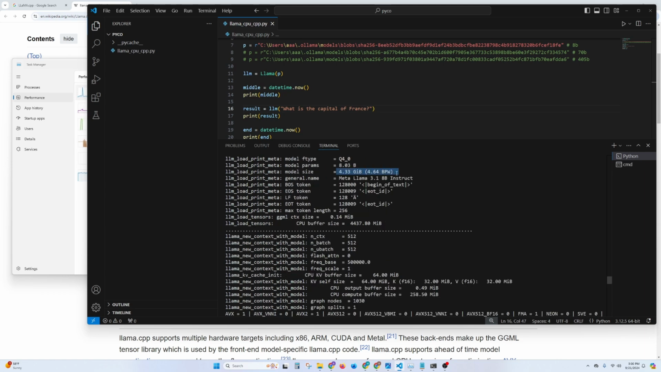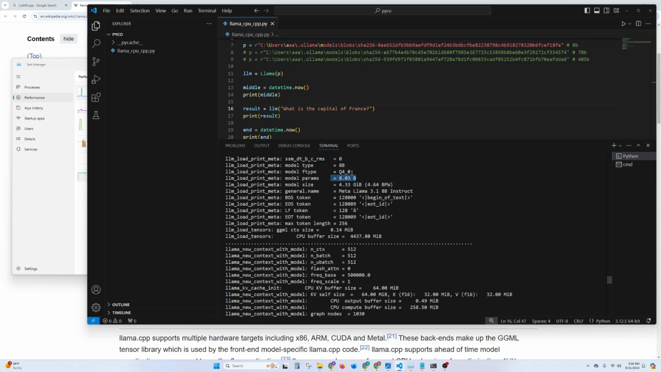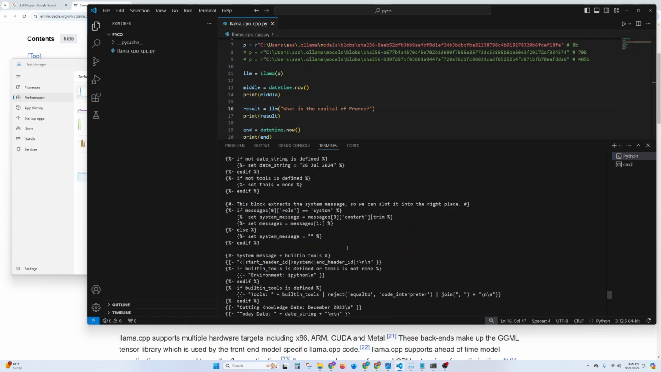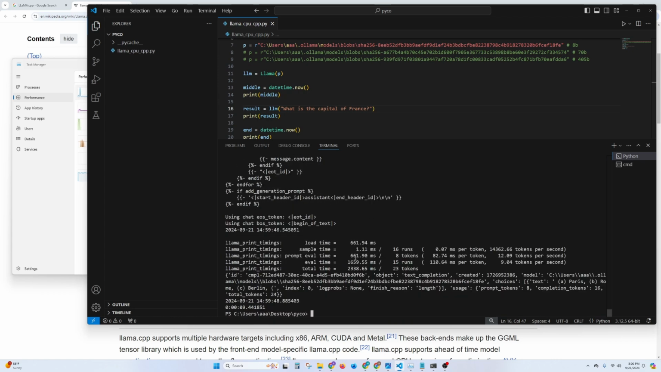Model size is 4 gigabytes. Again, 8 billion parameters. Just a bunch of computer stuff. And then what did we get? Okay, so this time we got A Paris, B Rome, C Berlin, right? But we know that the answer is Paris.